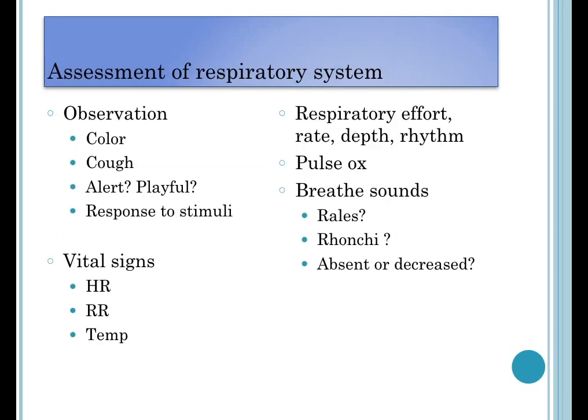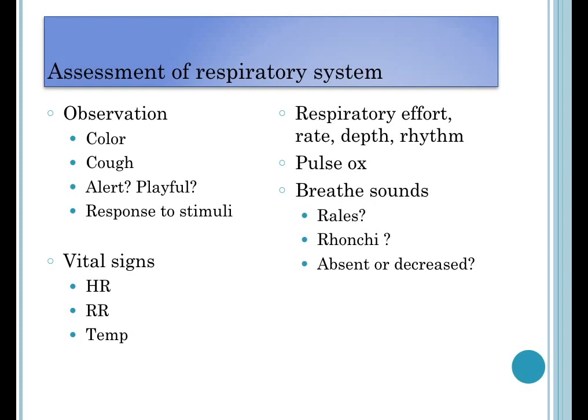When we do a focused assessment on the respiratory system, you begin with your observation. You walk into the room or you see a child come up to the window and your eyes should already be focusing on what does this kid look like? Are they alert and playful, or they could be sleeping, in which case they won't be moving. But if they're awake and they're not interacting appropriately, you would automatically know this child is in trouble.